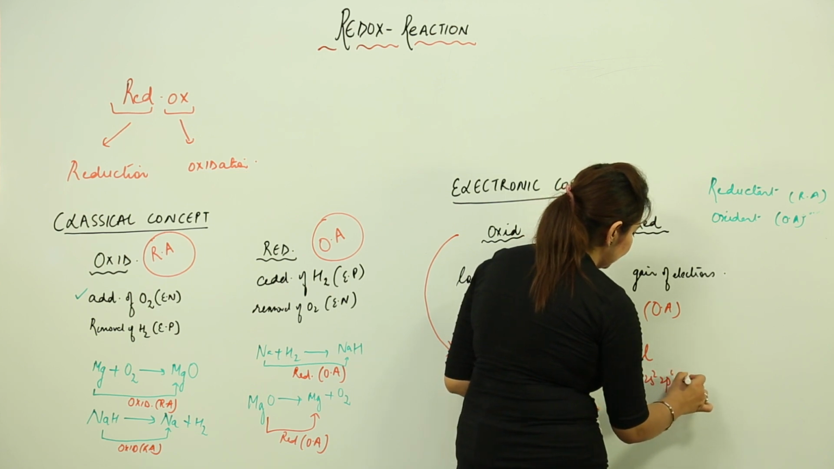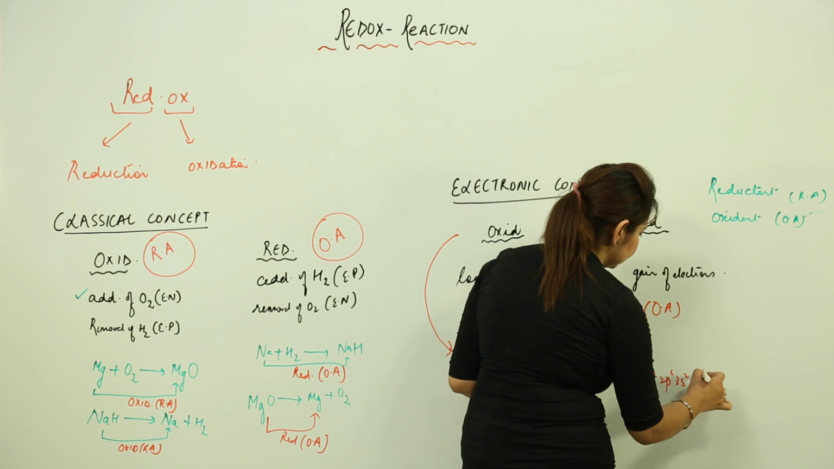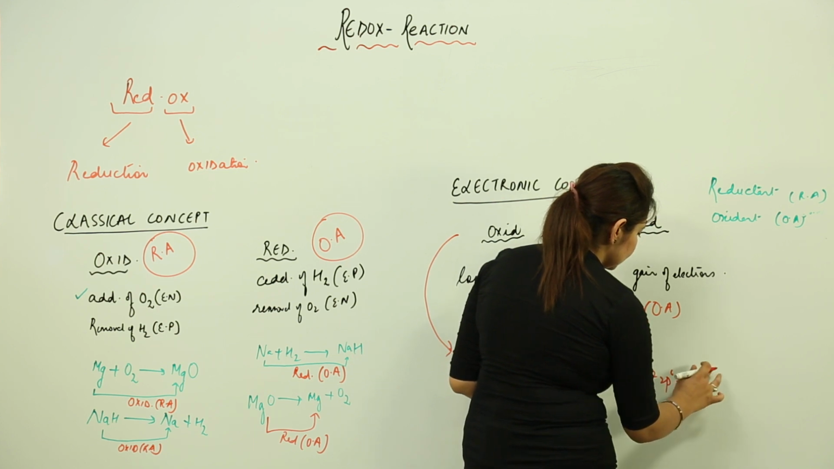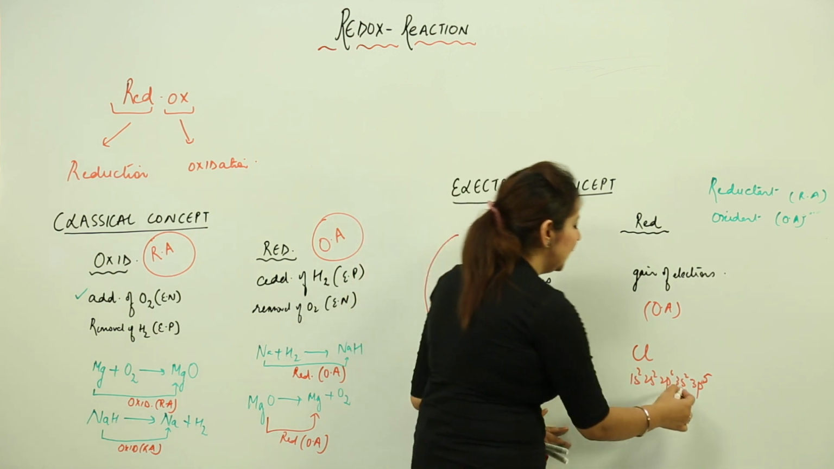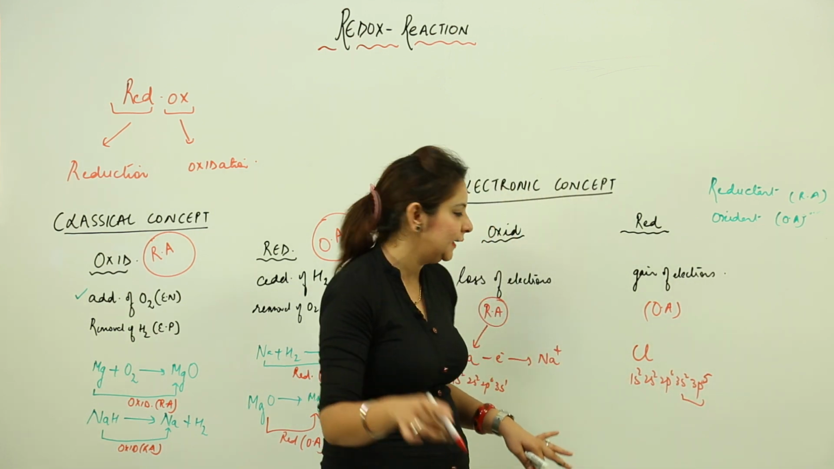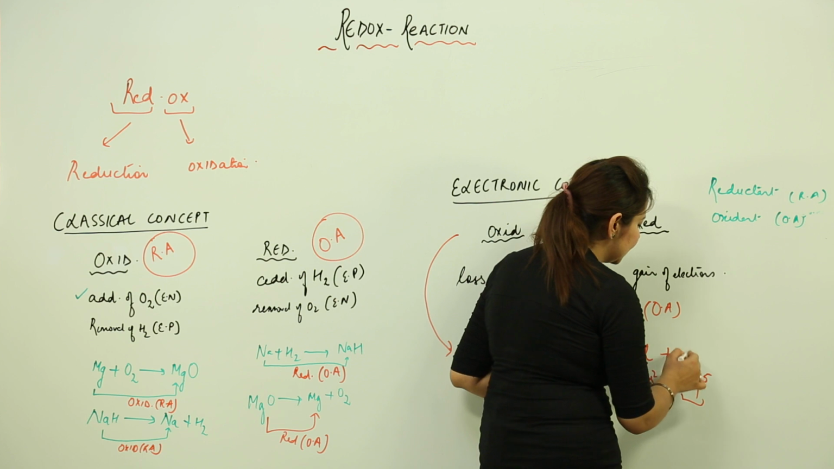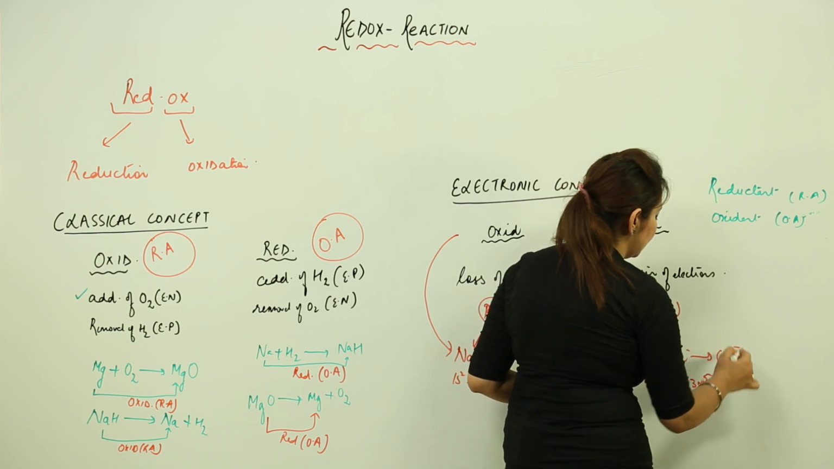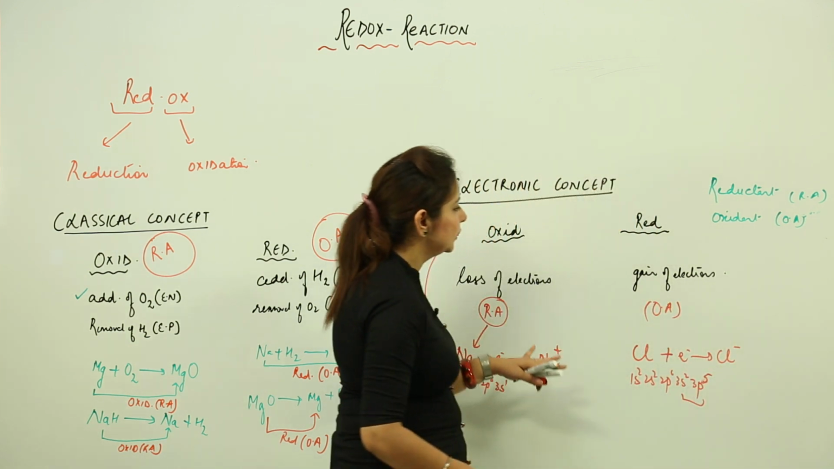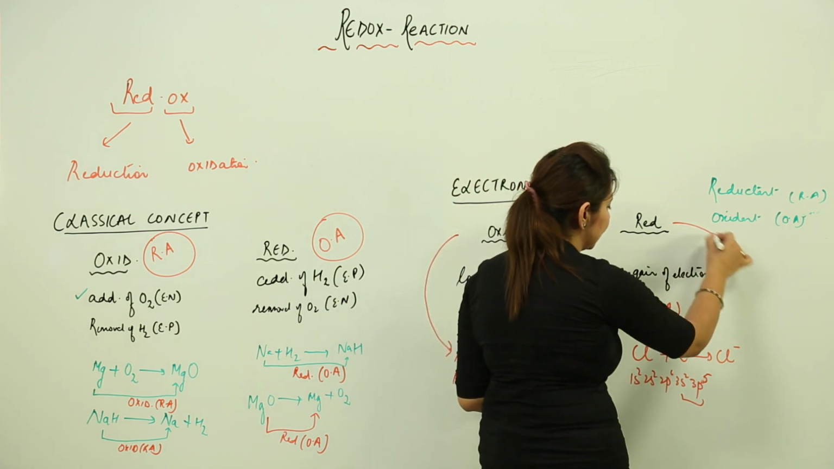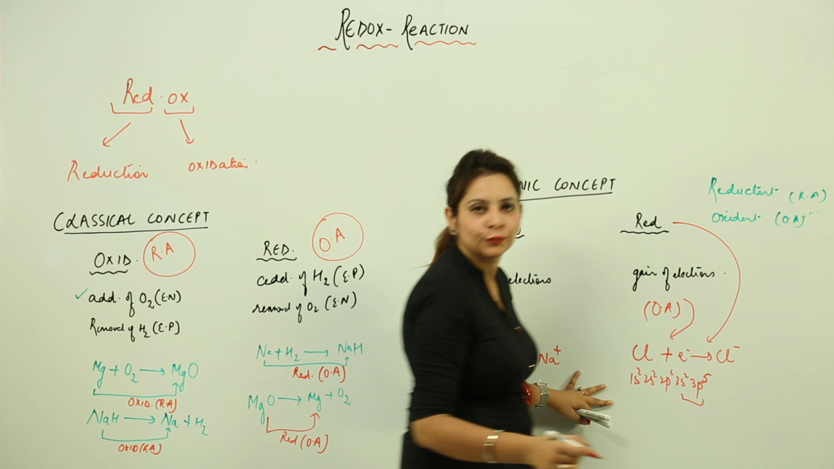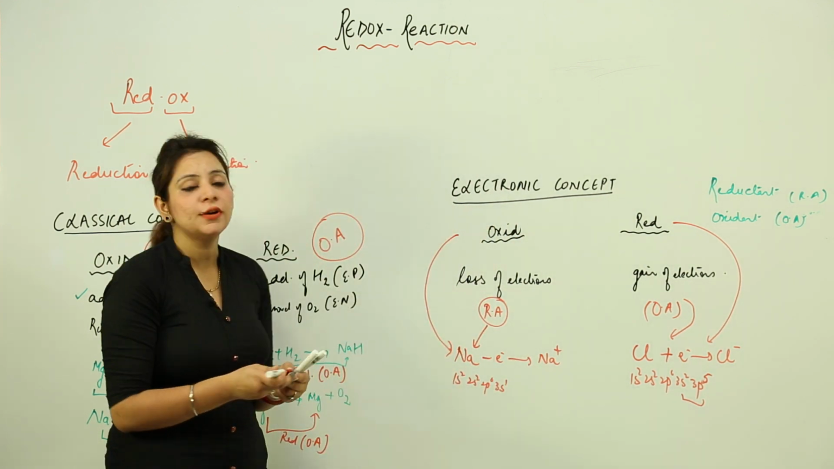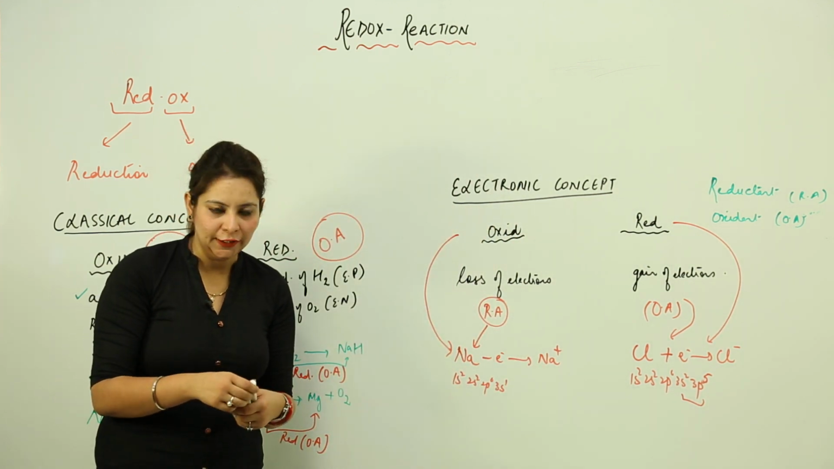Likewise, suppose I have chlorine, we know that the atomic number is 17. So the configuration for it is as shown. That means it has 7 electrons in its outermost shell and it needs 1 electron. So it will take up 1 electron, and as a result it will form a chloride ion, and this is called reduction, gain of electrons, and this acts as an oxidizing agent. So this is how you explain it on the basis of the electronic concept.